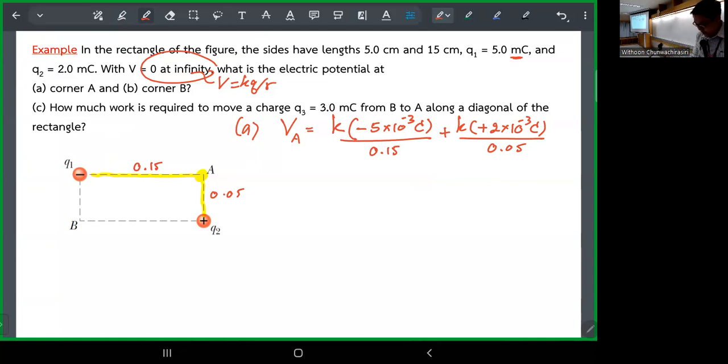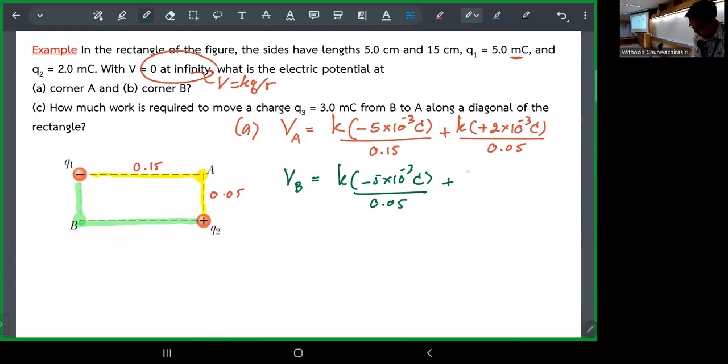All right. So we'll do the same thing for the B corner. At corner B, you will have contribution from Q1 and Q2 exactly the same, but the geometry is different. The value is different, so you're going to get some different number. V at B is going to be K Q1, still the same, -5 millicoulomb, but now your distance is 0.05 instead. So the number will be different, of course. There you go.